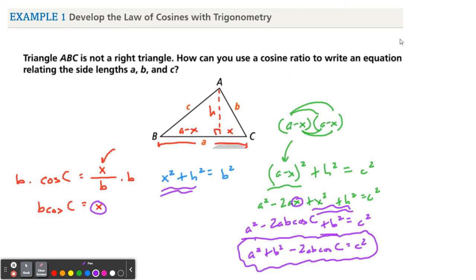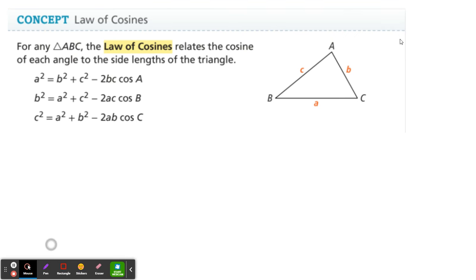Now notice, it's very similar to the Pythagorean theorem, right? A squared plus B squared equals C squared. But then there's this minus 2AB cosine C. That's the law of cosines part, the non-right triangle part that you have to remember. Okay? So there we go. All right, so now you'll see the formal introduction on the next slide here.